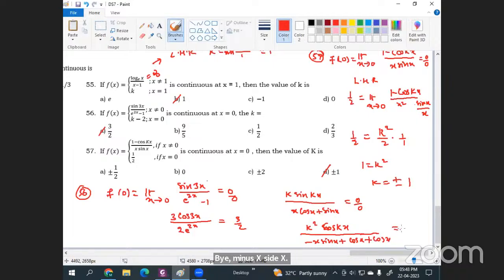So x tends to 0 means what? k square by 2. Left side is what? 1 by 2, 1 by 2. So k equal to what are you getting? Plus or minus 1. Is it clear now, this one?